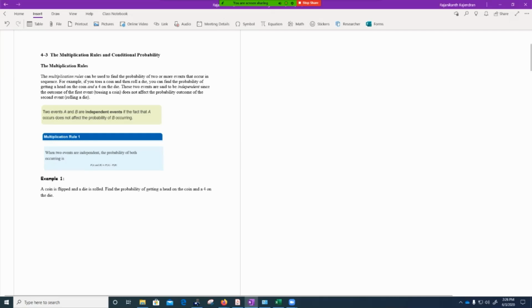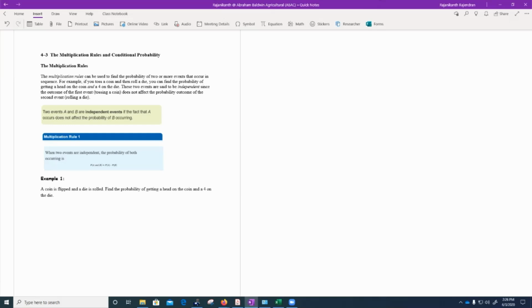Remember, in the last lecture we had mutually exclusive events. So two events are mutually exclusive means both events cannot occur at the same time. But here, for independent events, they can occur at the same time, of course. But the thing is, the probability of one will not affect the other. So that's the difference between mutually exclusive events and independent events.